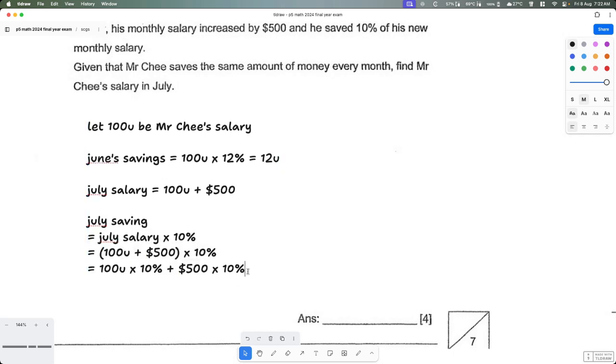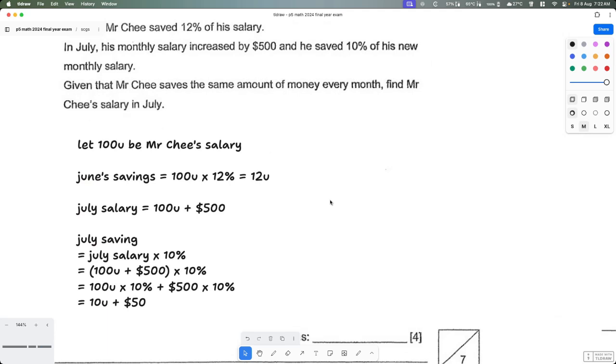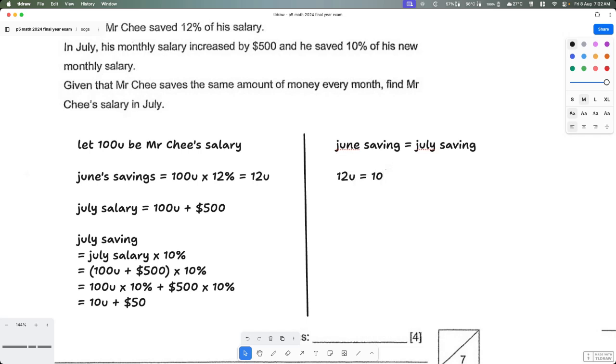Okay, so now with 100 units, it will be 10 units plus $500 times 10%, which is $50. If you want to double check, 500 multiplied by 10% will be $50. Since it says here that June saving is equal to July saving, that means we can say 12 units is equal to 10 units plus $50, right?